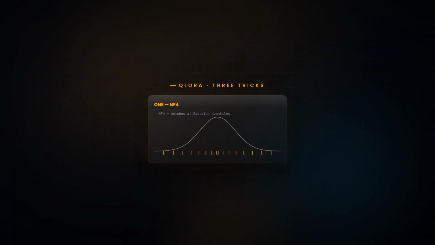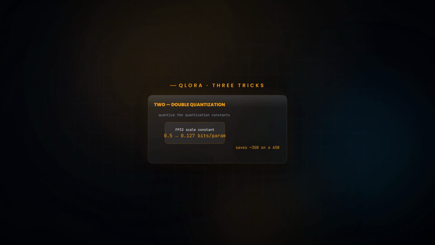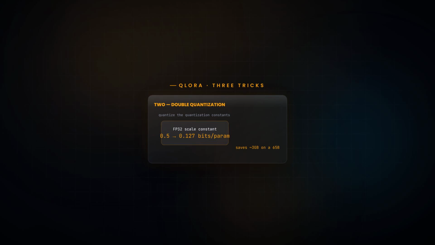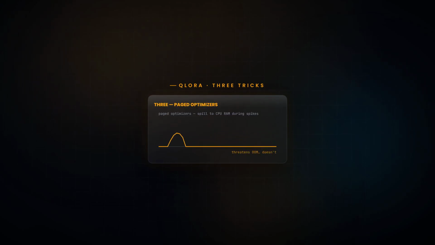1. NF4, a 4-bit number format whose 16 values are placed at the quantiles of a normal distribution, because trained weights are roughly normal. Information theoretically optimal notch placement. 2. My favorite. Double quantization. The per-block scale constants were eating half a bit per parameter, so they quantized the quantization constants. That alone claws back about 3 gigabytes on a 65B model. 3. Paged optimizers, letting optimizer state spill to CPU RAM during memory spikes instead of crashing.